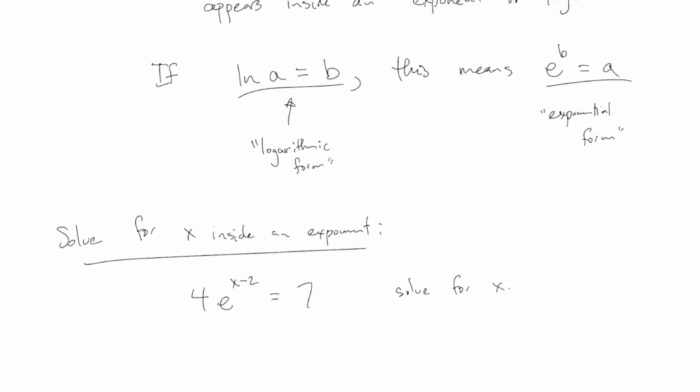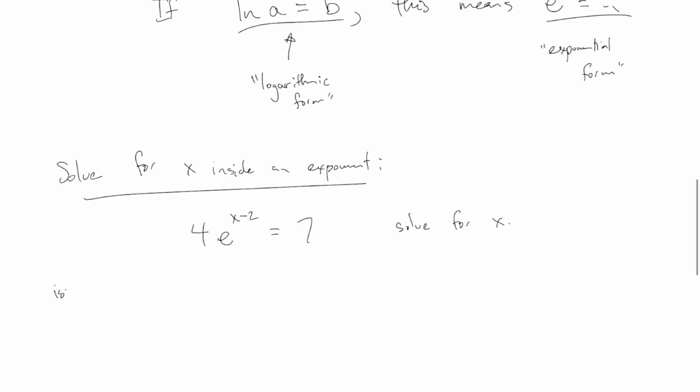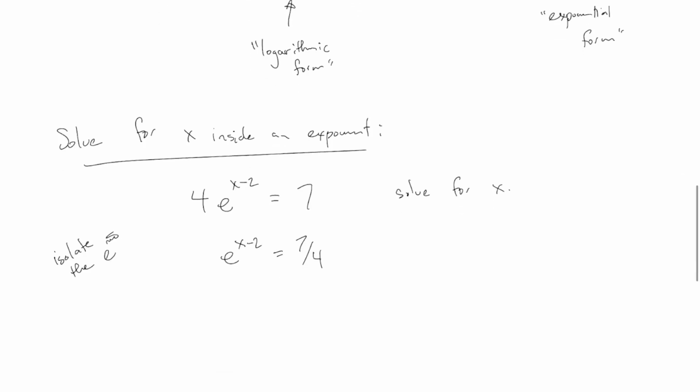So the first thing that you should do is isolate the e to the whatever, right? So I'm going to do that by dividing by 4. E to the x minus 2 equals 7 divided by 4, all right? You have to put the e all by itself on one side before doing the next step, and that is, this is now in the exponential format. I am going to write it in the logarithmic format.